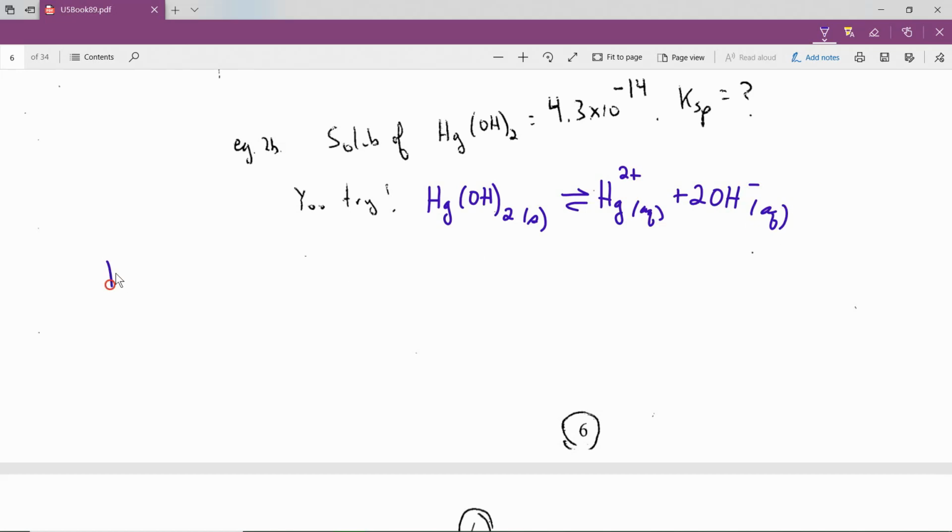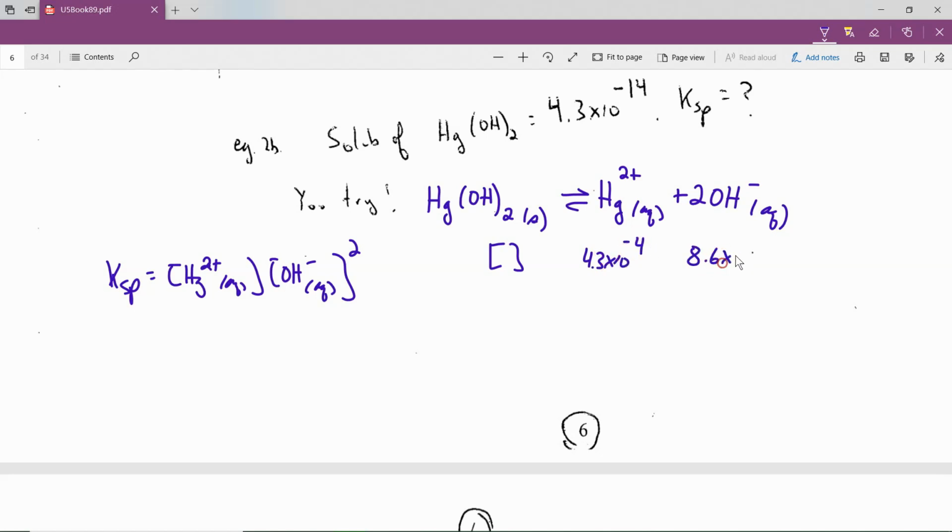So my KSP is Hg2+ aqueous times OH minus aqueous squared. So at equilibrium, my Hg2+ is going to be 4.3 by 10 to the minus 14. And my OH minus is twice that. Oh, I can do that in my head. So can you? 8.6 by 10 to the minus 14.